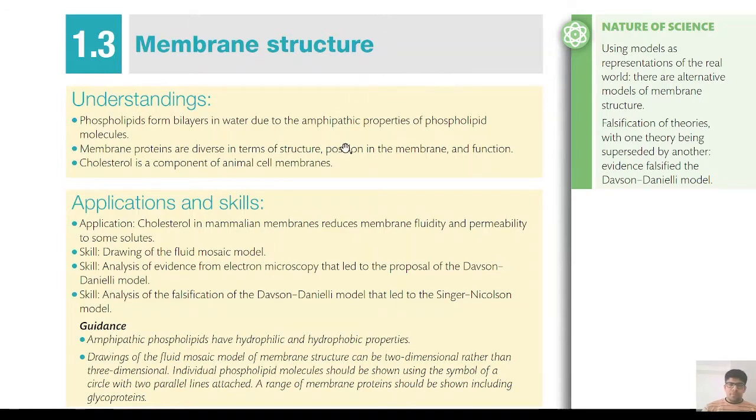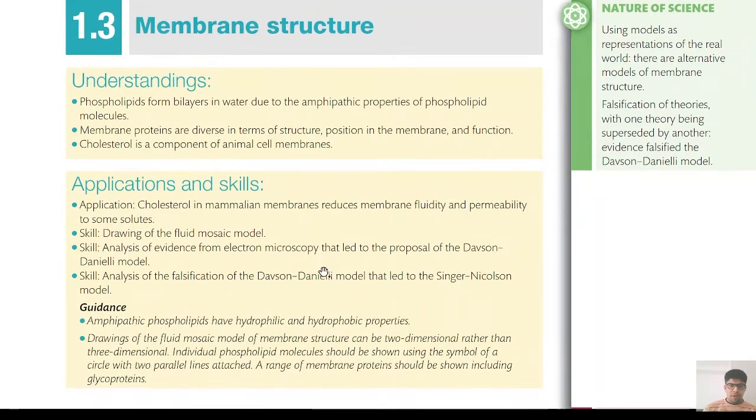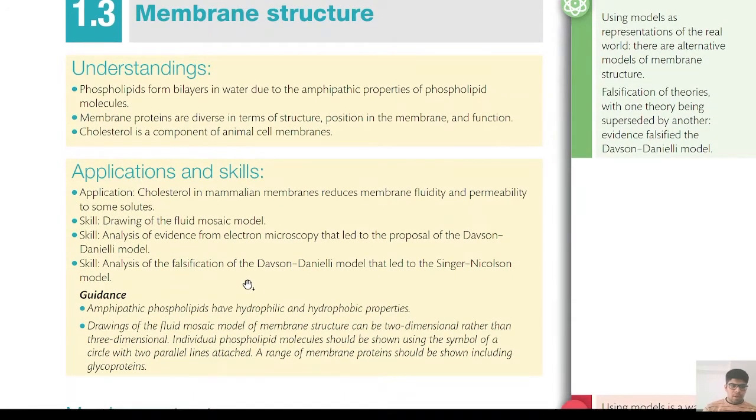And now application and skills. Application: the cholesterol in mammalian membranes reduces membrane fluidity and permeability to some solutes. And the skills involved here are drawing of the fluid mosaic model, analysis of evidence from electron microscopy that led to the proposal of the Davson-Danielli model, and analysis of falsification of the Davson-Danielli model that led to the Singer-Nicolson model.